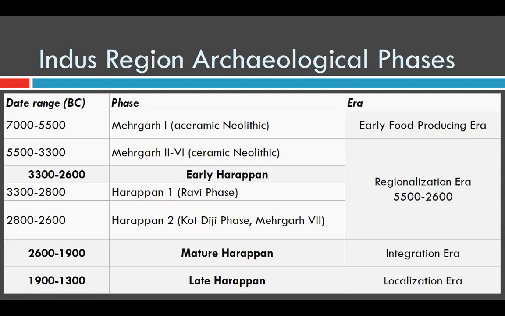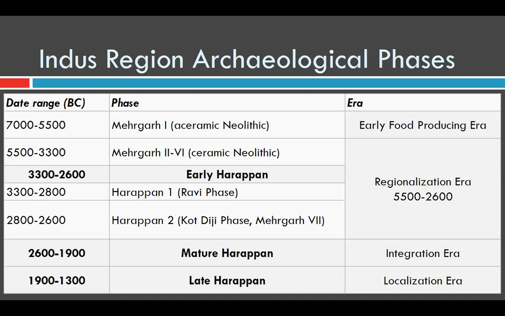Between 5,500 to 3,300 BC, we can lump Mehrgarh two through six, the ceramic Neolithic period, and the first phases of the regionalization that starts to happen there. After 3,300 BC, so very early, almost the same age as Mesopotamia, we have early Harappan emerge. Specifically 2800 BC, Harappan 1 or the Ravi phase, named after its style of ceramics or pottery that we start to see during this ceramic producing period.